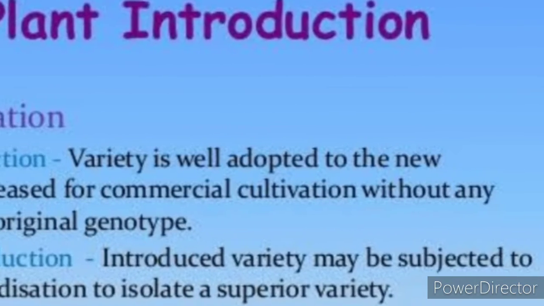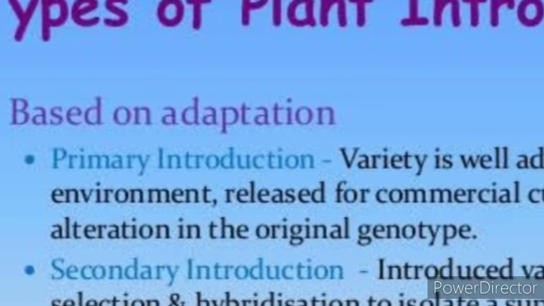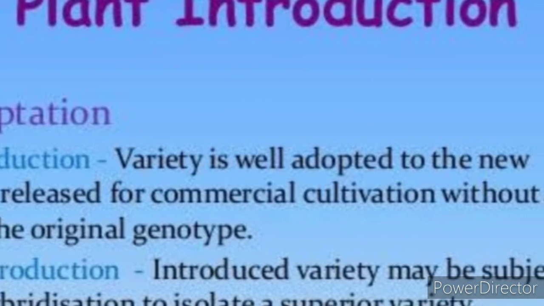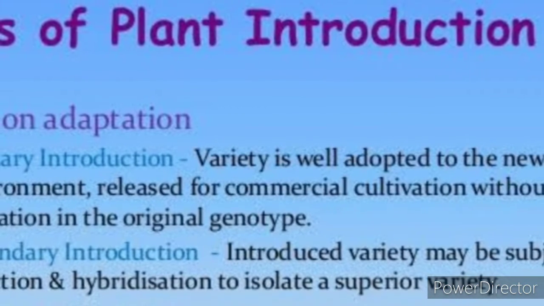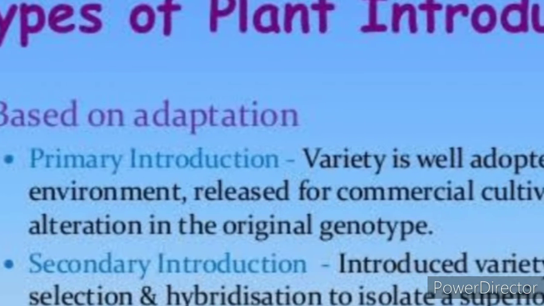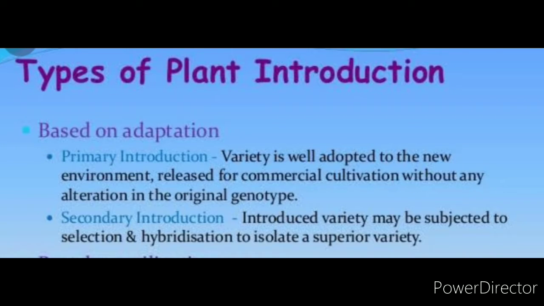Based on adaptation, plant introduction may be classified as primary introduction and secondary introduction. When the introduced variety is well adapted to the new environment without any alteration to the original genotype, that is called primary introduction. In secondary introduction, the introduced variety is subjected to selection to isolate a superior variety. Then the superior variety is hybridized with a local variety to transfer one or few characters to them.